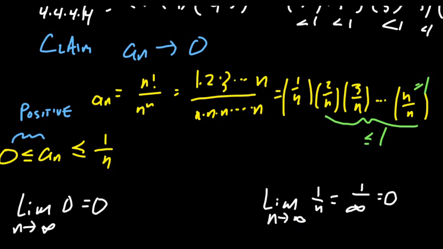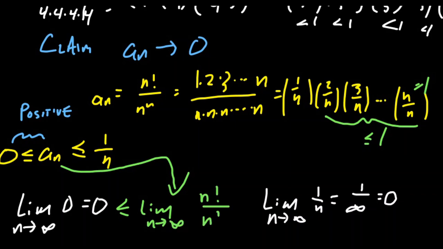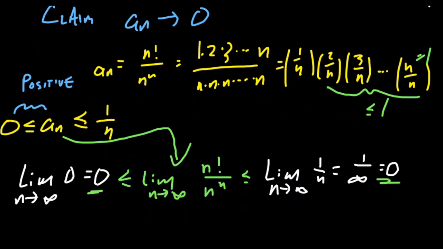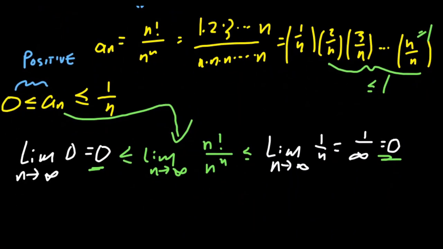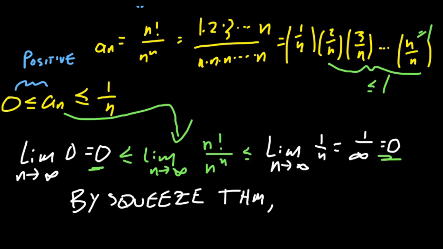And so then our sequence, a sub n, is sandwiched between these. That is, the limit as n goes to infinity of n factorial over n to the n will be squeezed between the limit of the 0 sequence, which is 0, and the limit of the sequence 1 over n, which is likewise 0. This then, by the squeeze theorem, we see that the limit of n factorial over n to the n is going to be 0 as well.